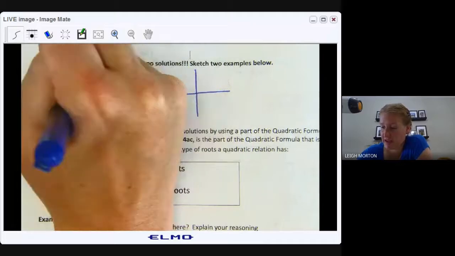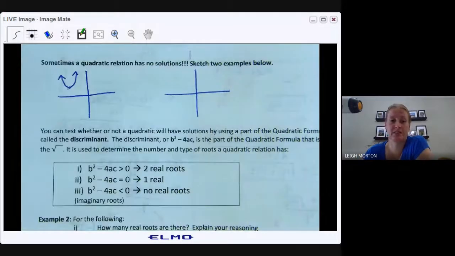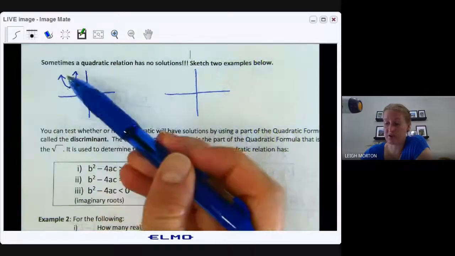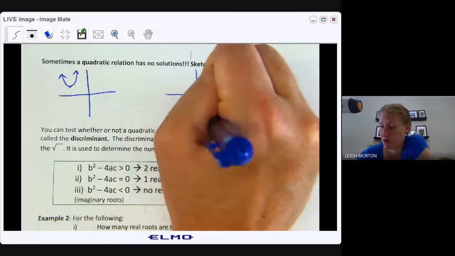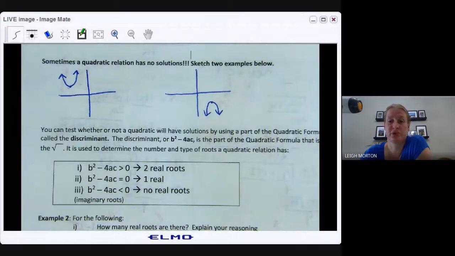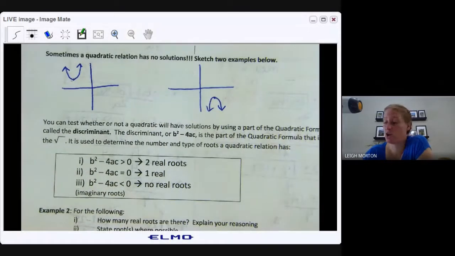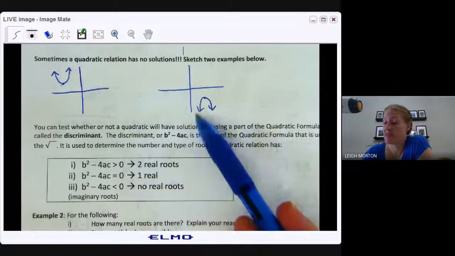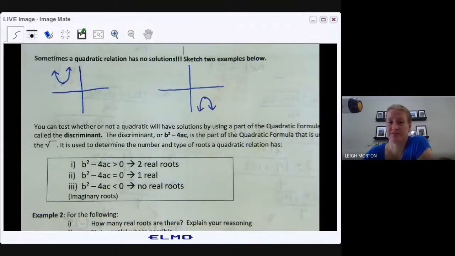It might look something like a parabola that opens up with the vertex above the x-axis. Okay, it's never crossing the x-axis, so it has no real zeros. Maybe it's a parabola that opens down and the vertex is below the x-axis. We could not factor these, and even if we try the quadratic formula, we would get to an error, and we'll figure out why in a moment.